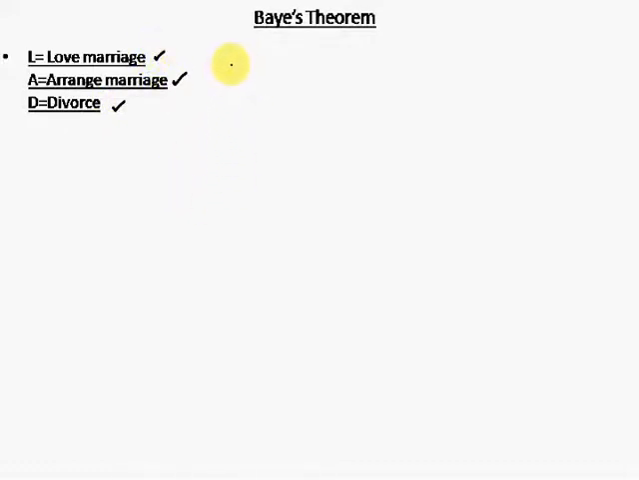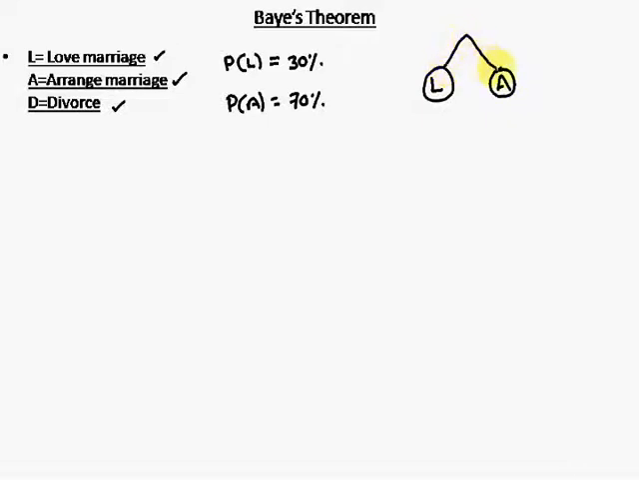In the Bayes theorem concept, the data provided includes the probability of love marriages, probability of L. Let us consider 30%. The probability of arranged marriages, let us consider to be 70%. In society you come across love marriages and arranged marriages, so automatically you also come across the concept of divorce.